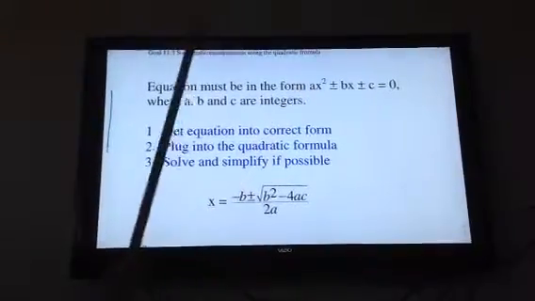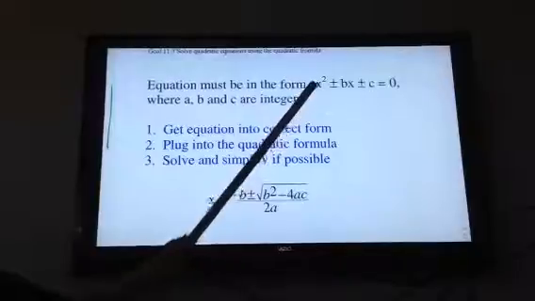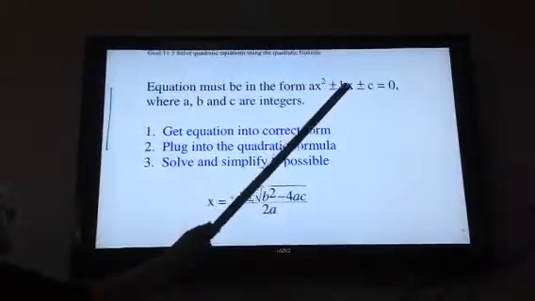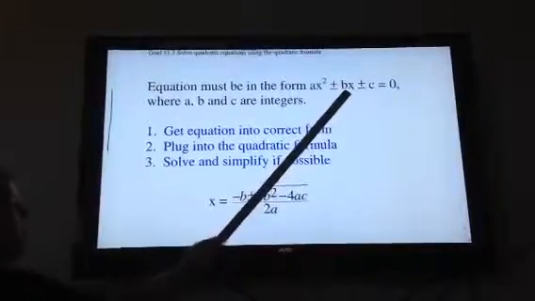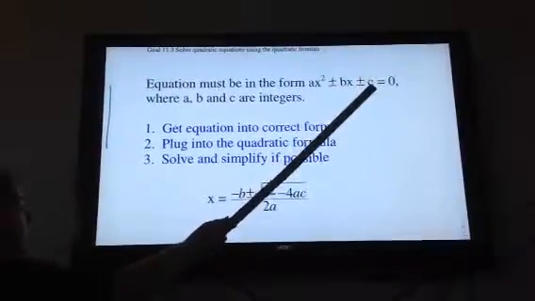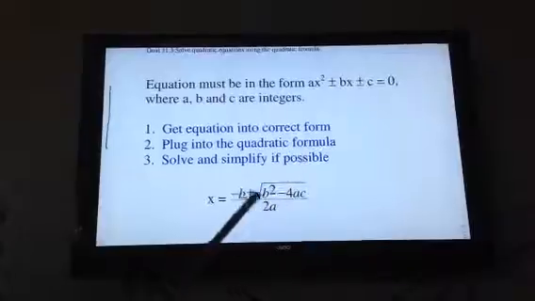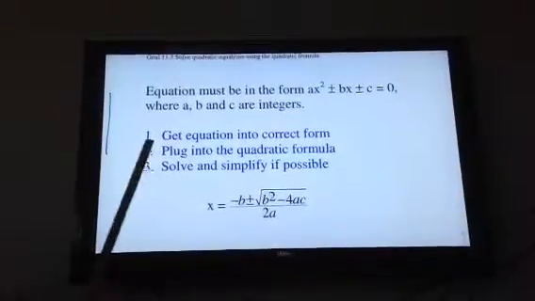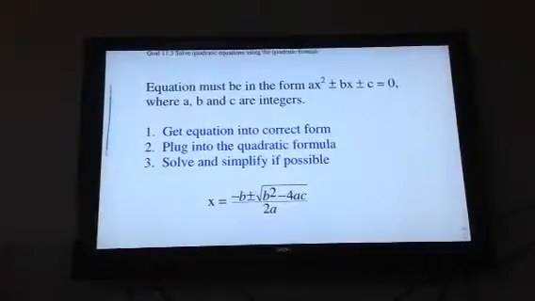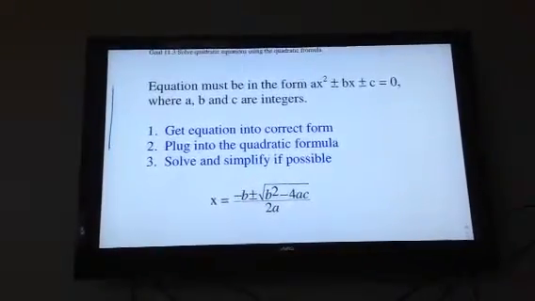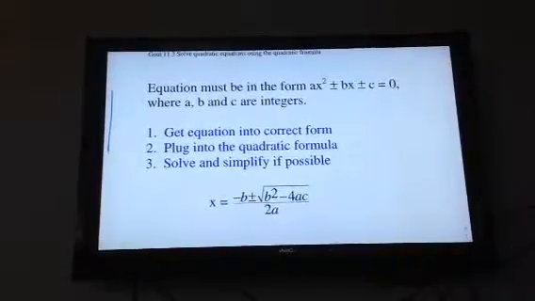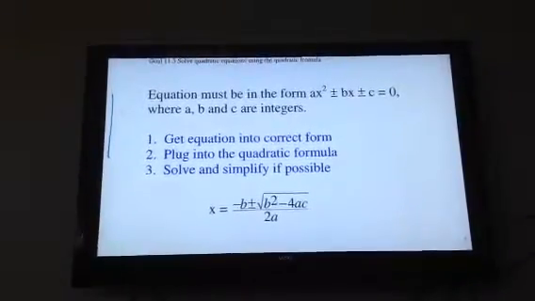So a is the coefficient of the quadratic term, the x squared term. b is the coefficient of the linear or x term, and c is the constant term. So that's what the a, b, and c mean in this formula. First you're going to get your equation into the correct form. Then you're just going to plug it in and work it out. So it's a matter of knowing the formula.